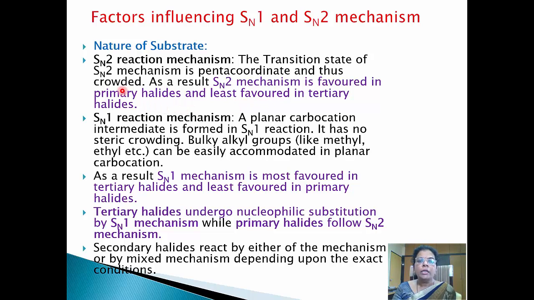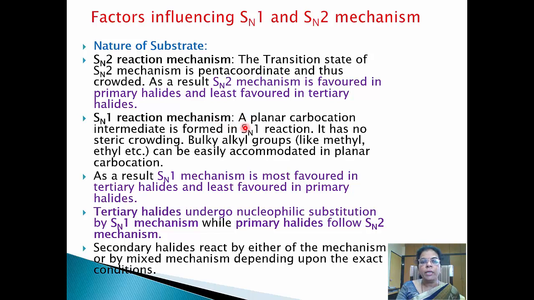Now here, the pentavalent carbon atom is crowded, that is, this carbon atom is surrounded by 5 atoms or groups, and therefore there is crowding in the transition state, and therefore this SN2 mechanism is favored in primary halides and least favored in tertiary halides. Now second, the SN1 reaction mechanism.